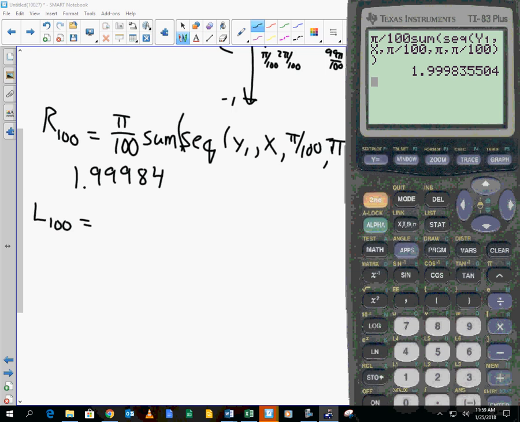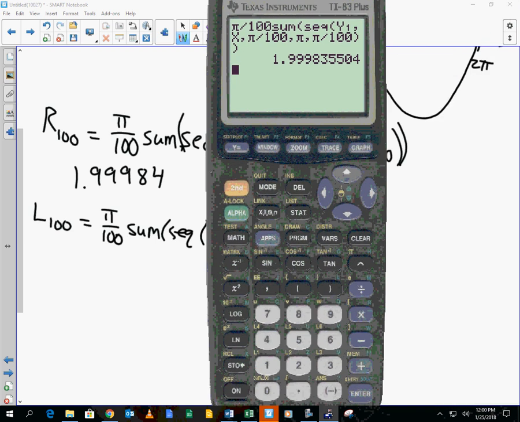Watch. Does the width change? So it's pi over 100. I still do sum. I still do sequence. I still do y sub 1. I still do x. But where do I start? At 0. Where do I end? 99 pi over 100. And what's my width?